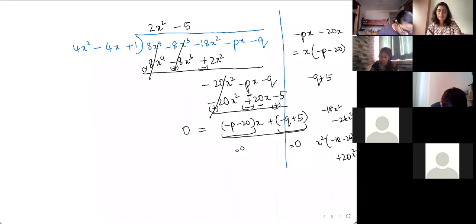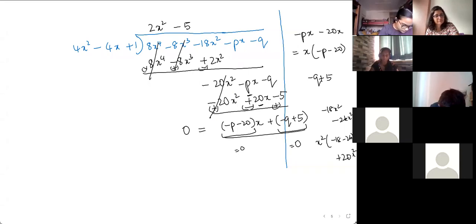क्या हुआ? अभी, like, are you still doing the division? Yes, ma'am. I did the division. I got minus p minus 20 bracket x and minus q plus 5. So I took minus q plus 5 as c and minus p minus 20 whole bracket x as b. So by substituting it, I got q minus q is equal to minus 5. So I got q is equal to 5.